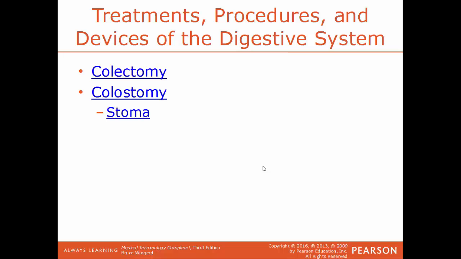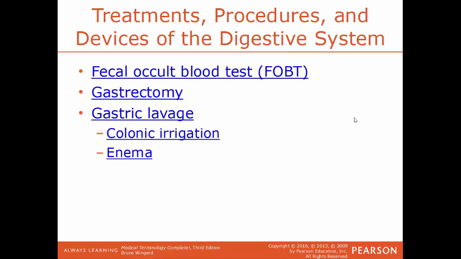A stoma is an artificial opening made into a hollow organ. So this is where the bag would actually attach. The bag would be worn externally to the body, but attached to the colon through the stoma. All right, our next term, FOBT, fecal occult blood test. This is a blood test that's used on stool samples to check for occult or hidden blood. And the presence of blood within feces can indicate polyps or possible colon cancer.